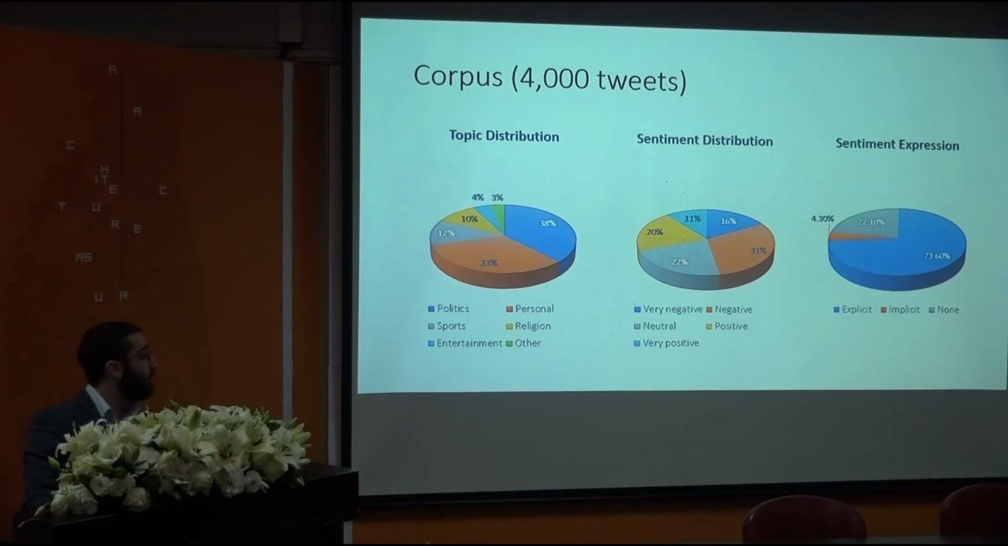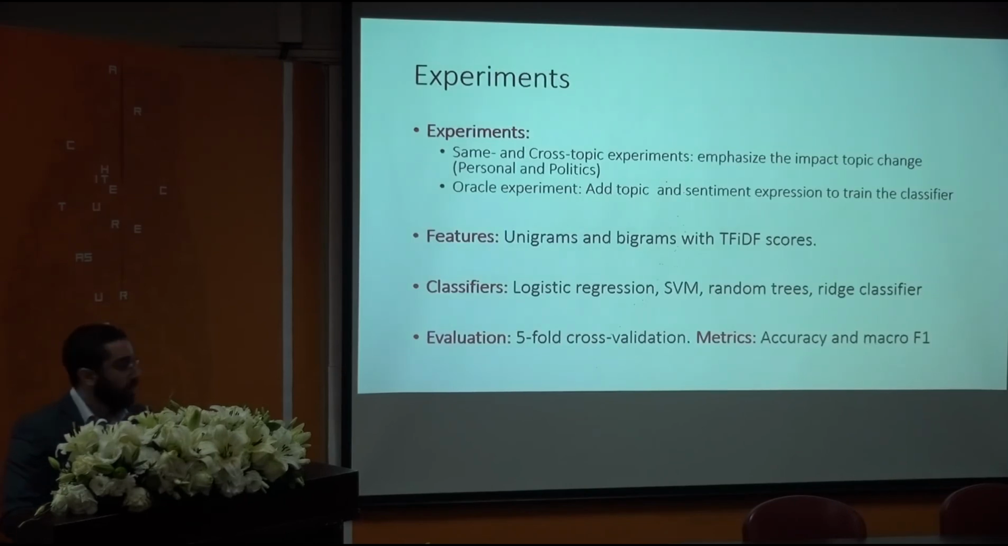sentiment was inferred implicitly. To assess the quality of our data set, we did 2 kinds of experiments: same topic experiment and cross-topic experiment, to emphasize the impact of topic change. Our features were unigrams and bigrams with TF-IDF scores. Unigrams are single words. Bigrams are all possible combinations of 2 words. TF-IDF refers to term frequency inverse document frequency.